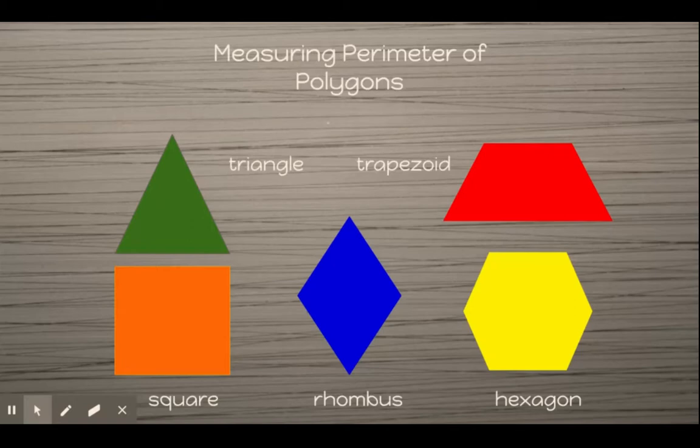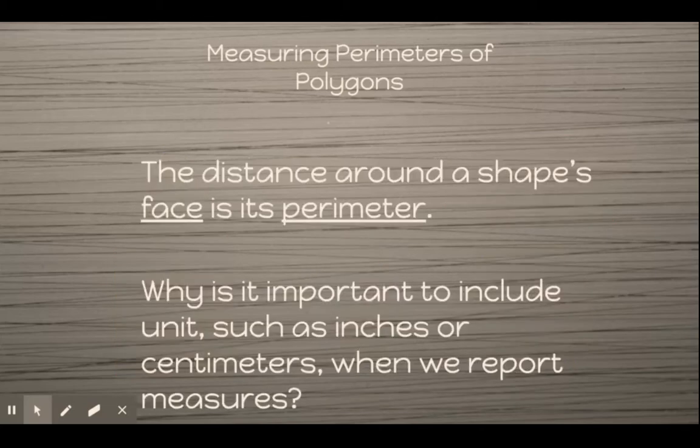So today we're going to be looking at measuring polygons. All of these are polygons because they have 3 or more sides. Their sides are straight, and they are closed figures. We're going to be focusing on quadrilaterals, but we can find the perimeter of all of these shapes.